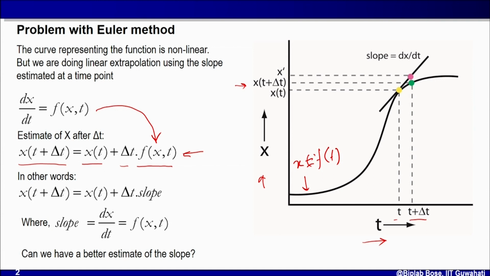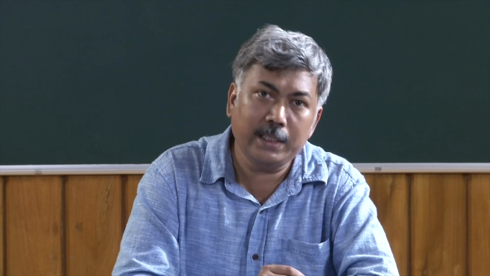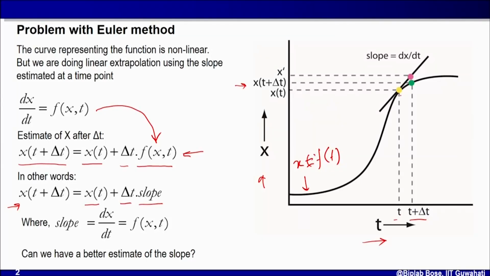Now in other words, x at t plus delta t is equal to x at time t plus delta t times slope. Remember, the derivative of a function at a particular point is nothing but the slope at that point. So at time t, x is this yellow point. And if I draw a tangent along this curved line, which is the function for x, the slope of that tangent will be dx dt.